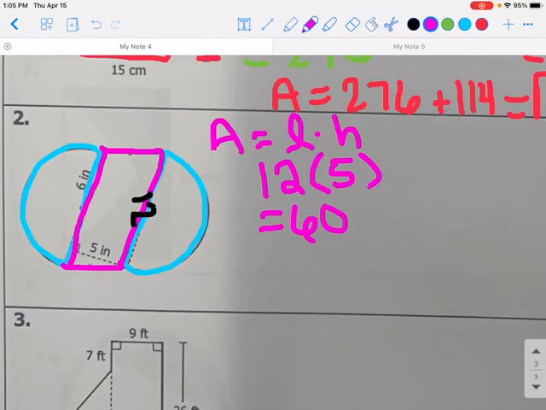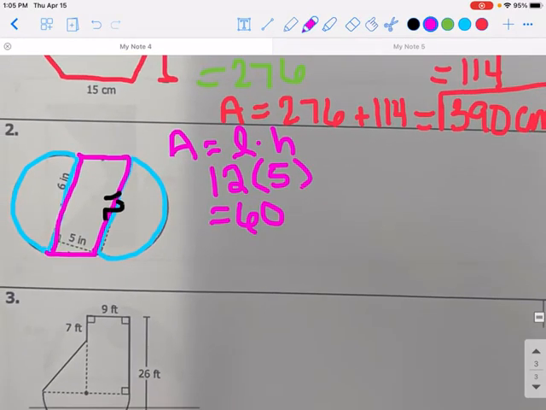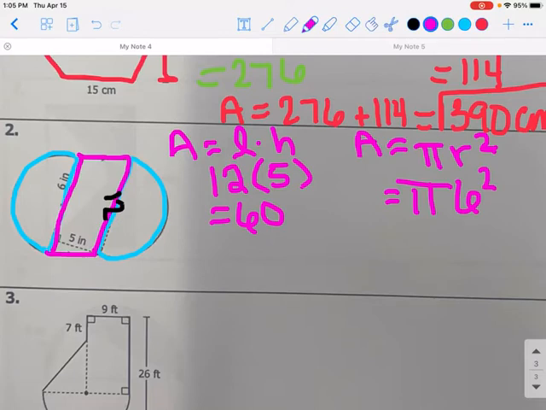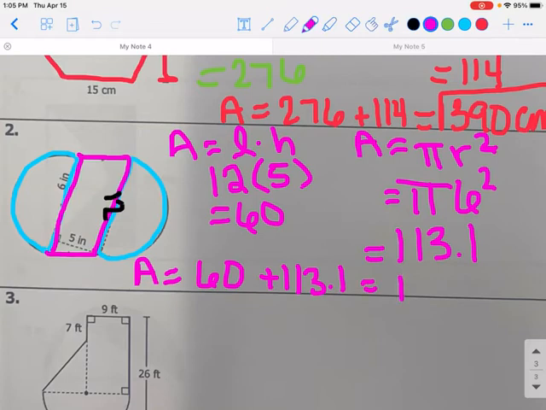Then I know I have a half circle and I have another half circle, so I could treat that like a whole circle. Area of a circle is pi r squared. Instead of r, we are going to put 6, which will be 36 pi, which will equal 113.1. Last thing we do, add the two shapes together. 173.1 inches squared.